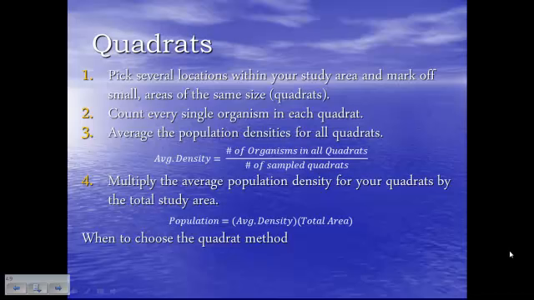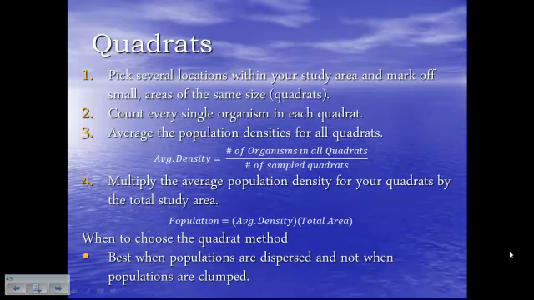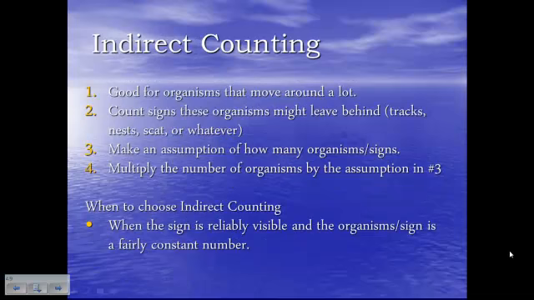It's important to realize that each sampling technique has specific parameters. For the quadrat method, it's best when populations are dispersed and not when populations are clumped. For instance, in your sampling sites this next week, you might have 1 or 2 trees in your whole study area. Well, if one of your trees is directly in your quadrat, then you might come up with an answer of 14 different trees. Consider what sampling method to use.